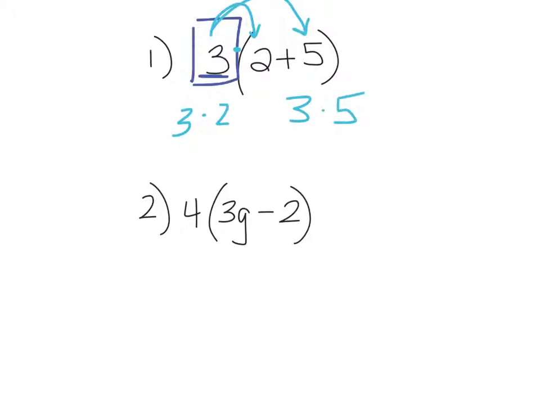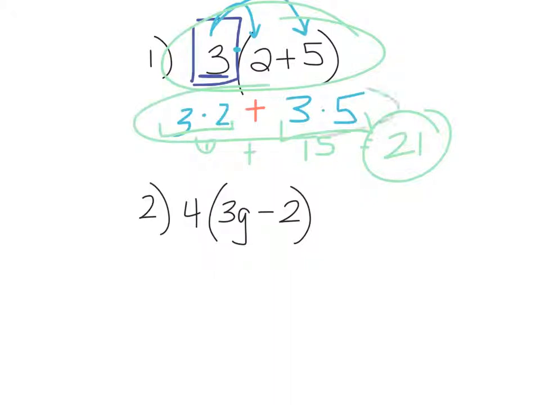To tie those two expressions together, we're going to use addition. From there, we're going to solve. 3 times 2 is 6, 3 times 5 is 15, and then 6 plus 15 gets you to an answer of 21. So this expression would be equivalent to this expression. We're sharing the 3, which is the number out in front, with the numbers that are inside the parentheses.